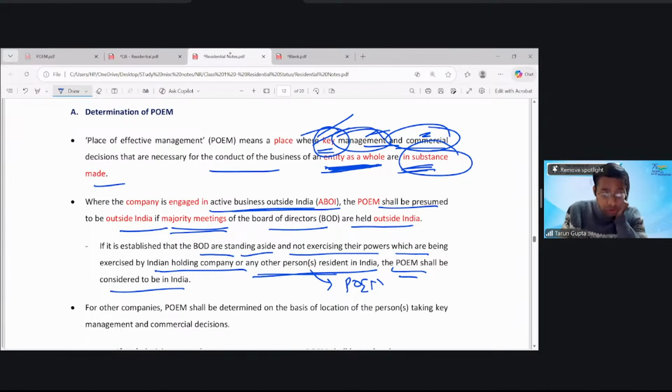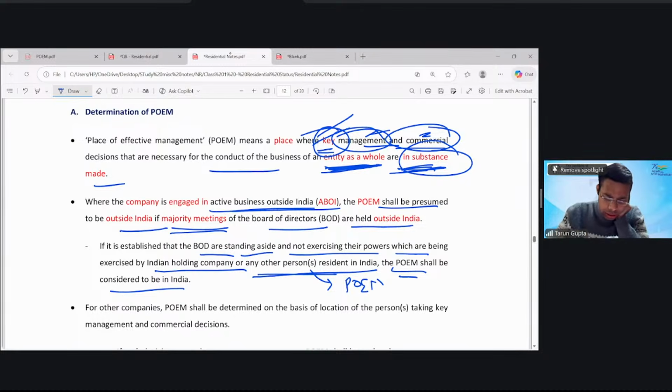Then the majority of the meetings held outside India is not relevant. Even if all of the meetings are held outside India, it is not relevant. Why? Because I told you, the poem is a concept of substance. It's not form. The board is a form. The decisions are actually taken by the Indian holding company. So it's only on paper that it is shown that decisions are taken by the board, but they are actually taken by the Indian holding company. How does it happen? See, it generally happens in a way.